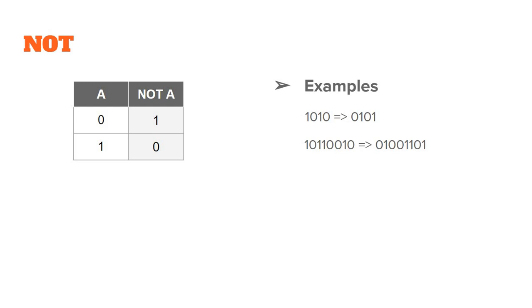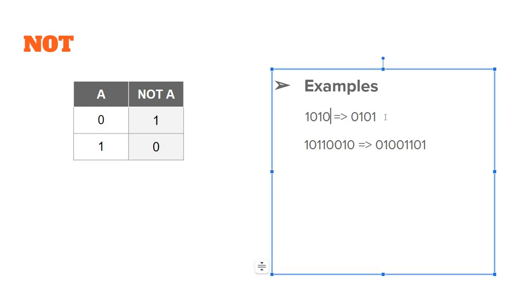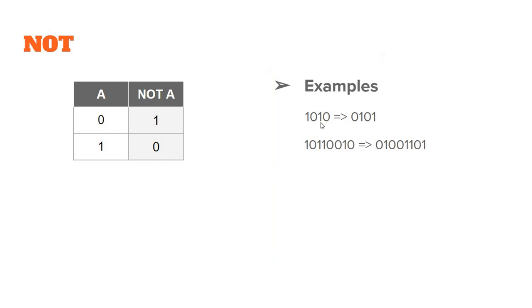Also, by applying this simple rule to a larger number, we can see what happens. In this case, we have four binary digits. So this is a nibble, 1010. And if we apply the NOT operation to each individual digit, and we usually start from the right, 0 becomes a 1, 1 becomes a 0, 0 becomes a 1, 1 becomes a 0. So 1010 becomes 0101. In this case, we have 8 digits, so a byte. And again, if we apply it to each individual digit, we get this result. So you should check and make sure there is no mistake.